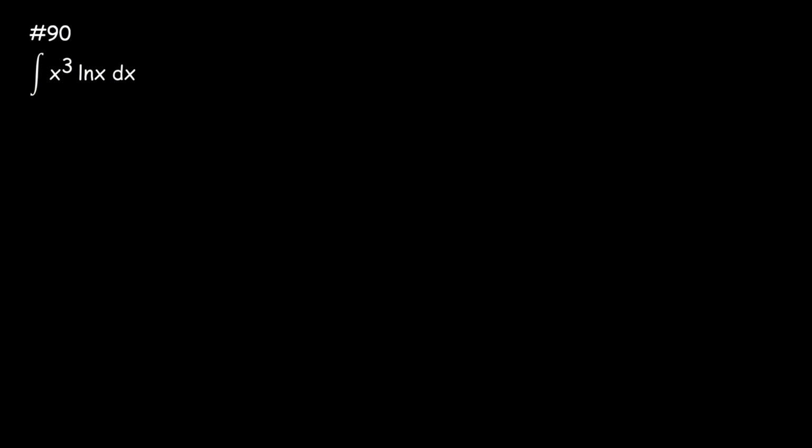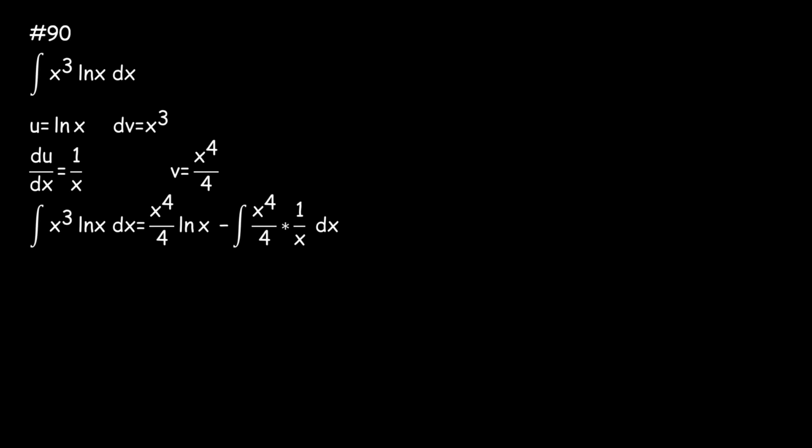Okay, we have the integral of x cubed ln x dx. So with this, we're going to take dv to be x cubed. So in that case, du is 1 over x, and v is x to the power 4 over 4. Replace into the formula for integration by parts, we would have x to the power 4 over 4 ln x minus the integral of x to the power 4 times 1 over 4 times x. Now some of the x's will cancel out nice and neatly. We're going to have x cubed over 4.